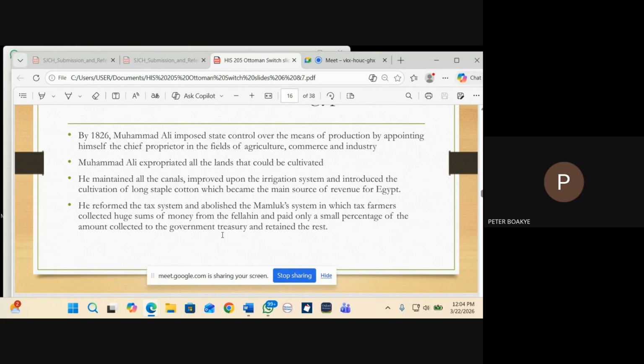He reformed the tax system and abolished the Mamluk system, in which tax farmers collected huge sums of money from the Fellahin, that is the peasants, and paid only a small percentage of the amount collected to the government treasury and retained the rest. So he phased that one out.